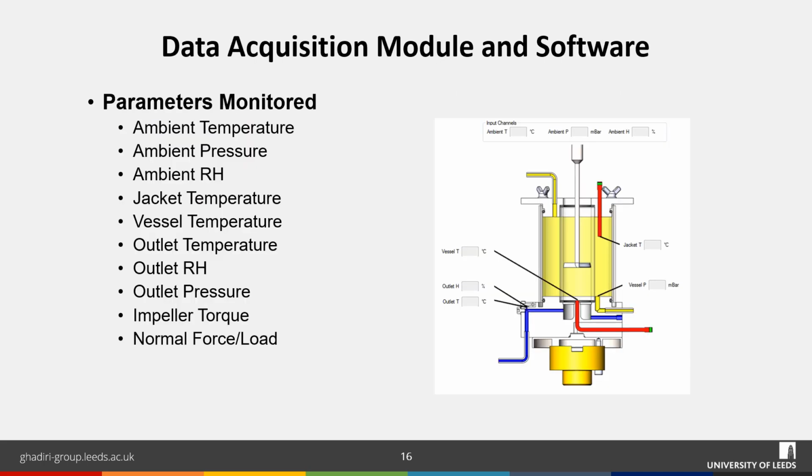In our new test rig, we incorporated a wide array of sensors to monitor the conditions of the AFBD process, such as the ambient temperature, pressures, and relative humidity. We also have a set of sensors looking at the temperatures of the vessels, the jacket, and also the outlet. Of course, we are also monitoring the impeller torque and the normal load applied to the system.